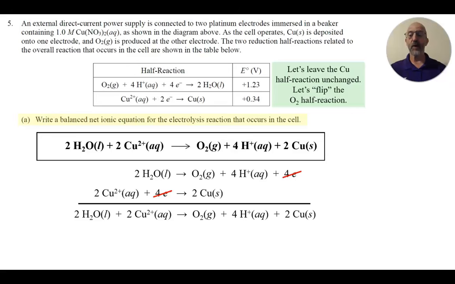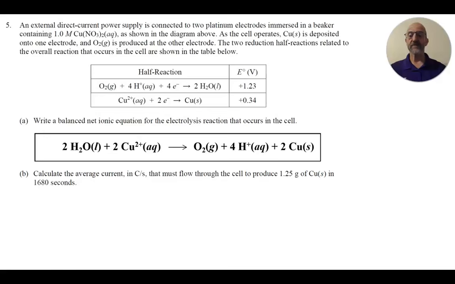Let's go ahead and move on to part B of question 5. Again, we will deal with the stoichiometry calculations for topic 9.11. So this is part B of question 5. It says calculate the average current in units of coulombs per second that must flow through the cell to produce 1.25 grams of copper in 1,680 seconds. Now, back in question 4, we calculated the time. So here, we're not calculating the time, we're actually calculating the current, and I need the units to be coulombs over seconds.